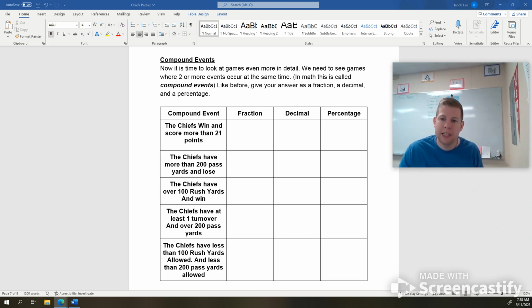But what we're looking at is the statistics, the probability of two events happening. This is called a compound event. For example, this first one says the Chiefs win and score more than 21 points. So when we go back and look at our table, we no longer are counting all 17 games as something we care about. We are only caring about the games where they won.